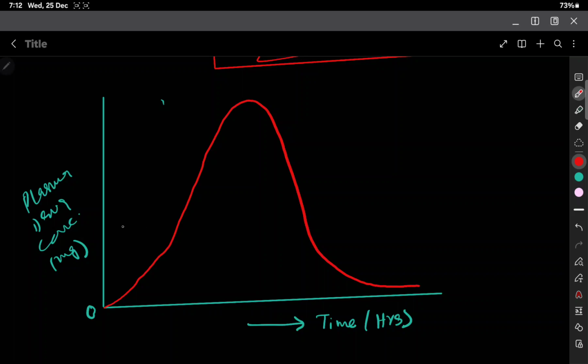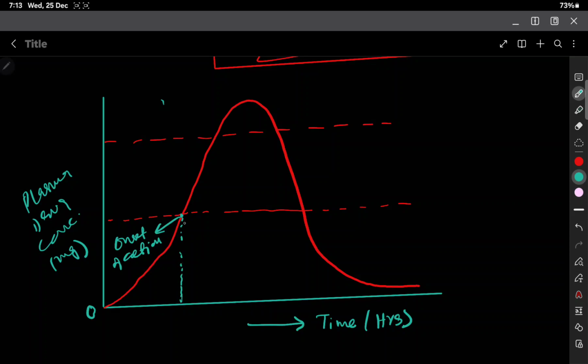Here I already told you, for example, the plasma drug concentration of the drug, it will show its effect here. So this will be one thing. Second, like this, which I already explained previously. Here this is the onset of the action. So the drug will start showing its action here. This is the onset of action of the drug. I can interpolate it here as well. So this point is the onset of action.